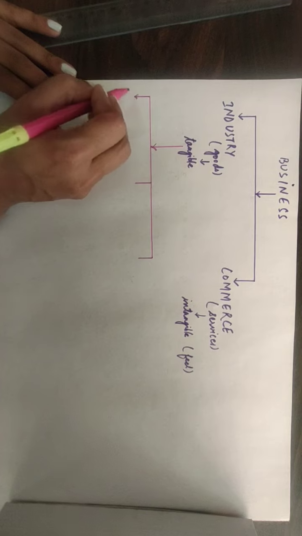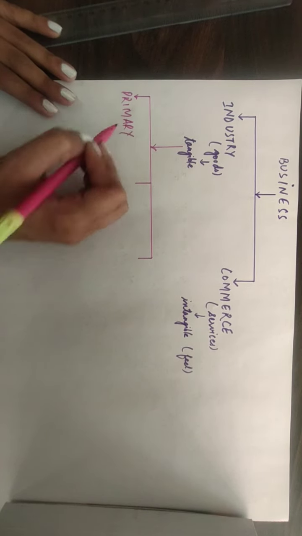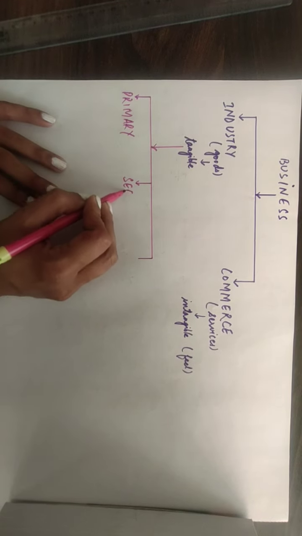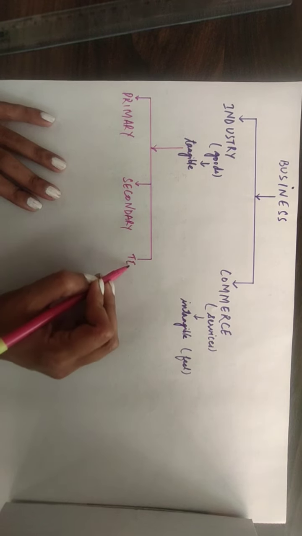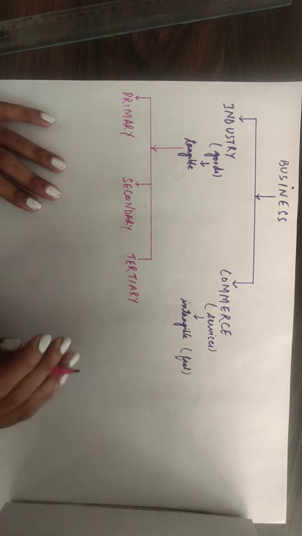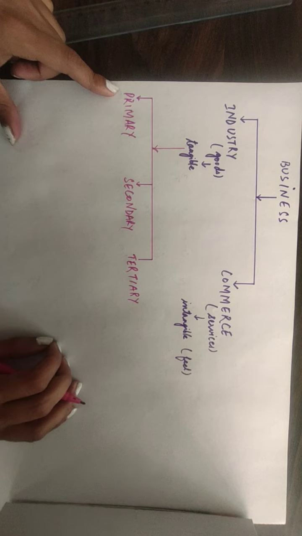The first one is primary industry. Now the name itself suggests primary, that is the first step, right? Secondary, the second step, and tertiary is the extra things which are left out. So this is tertiary industries. Now first talking about the primary industries.